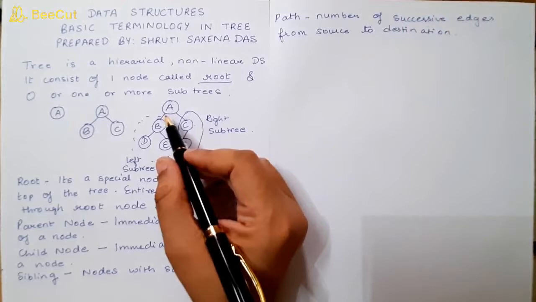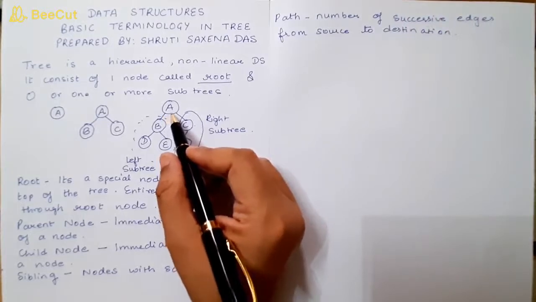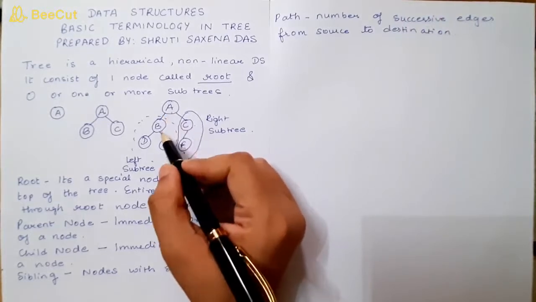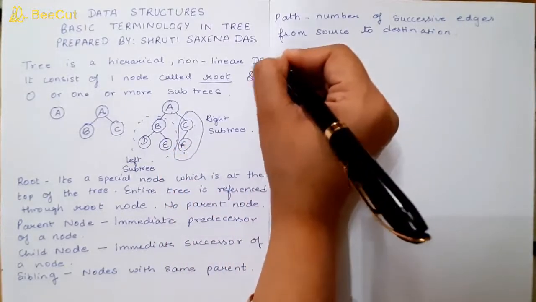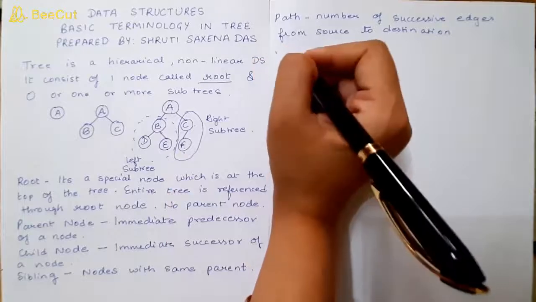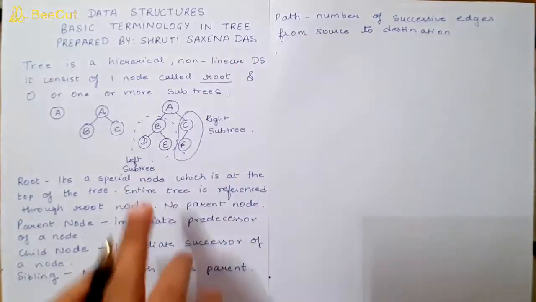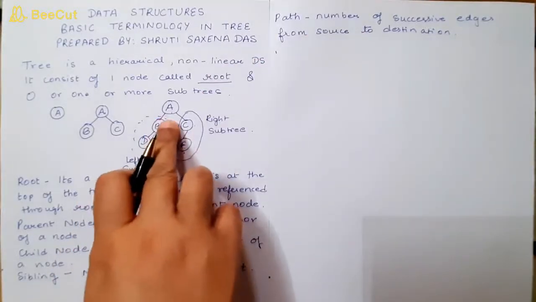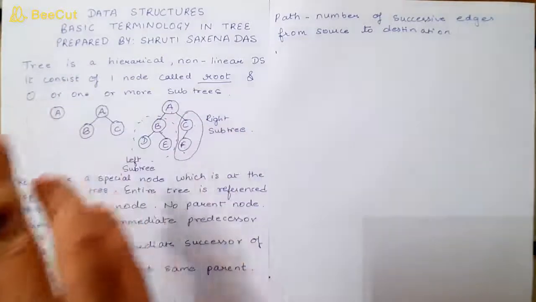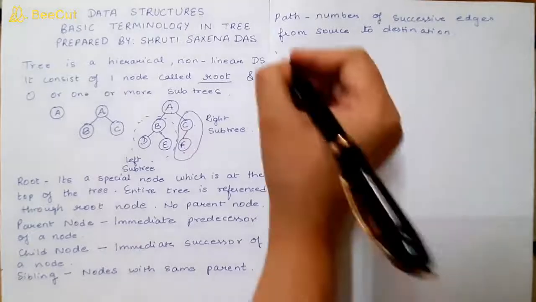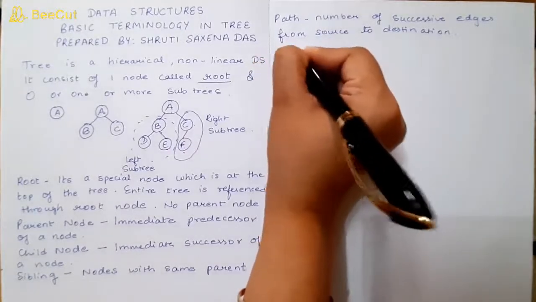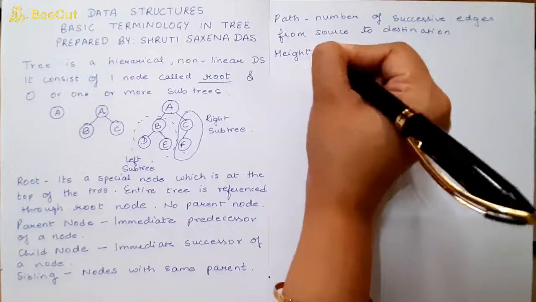Okay, so in case we want to see the path from A to E, then it will be A to B, B to E. Source can be any node. It is not necessary that you have to take only the root node. It can be any node. So from any node to any other node, you can see the path. Then, what is the height of a node?